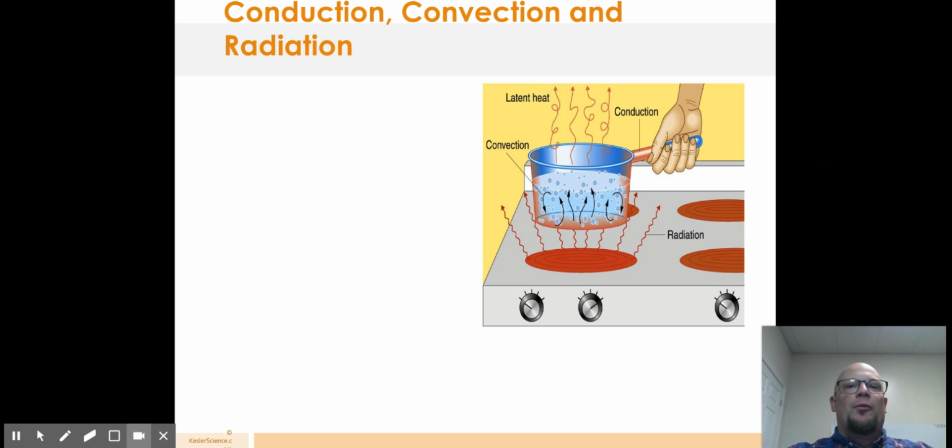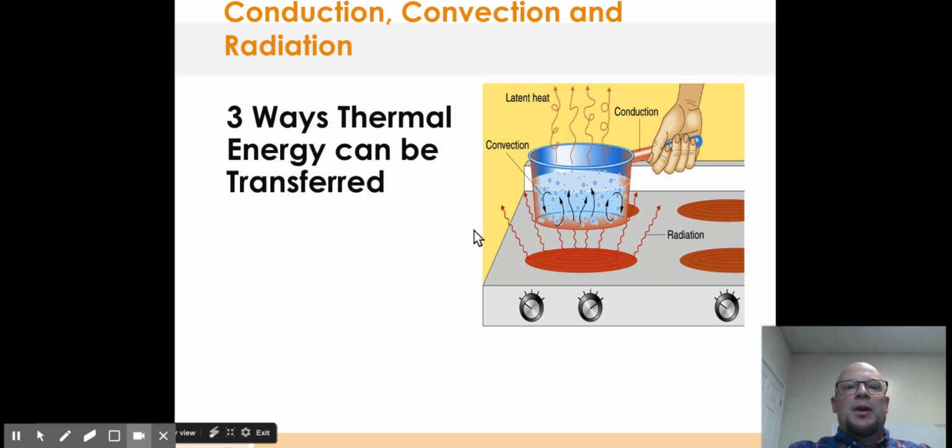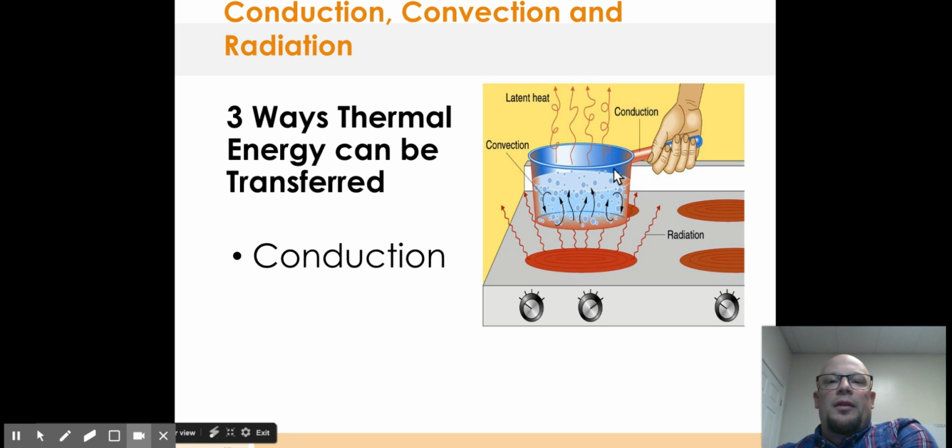Conduction, convection, and radiation. We see in this picture of the boiling pot of water, we have all of these things going on at the same time. So let's talk about what these things are. There's three ways that thermal energy can be transferred. Conduction, which you see right here as the handle of the pan gets hot, then heat's being conducted to the hand of the person.